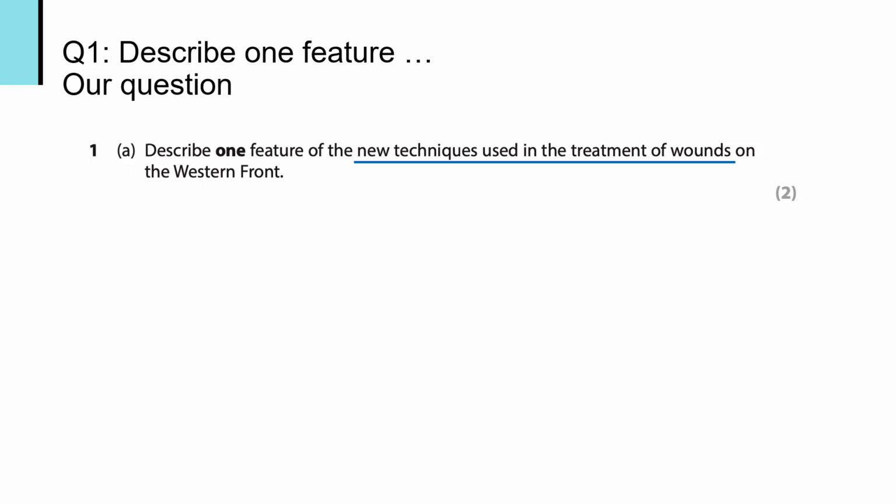The question that we are going to focus on today is taken from paper 11, the Medicine in Britain paper. Let's have a look. Question 1A. Describe one feature of the new techniques used in the treatment of wounds on the Western Front.